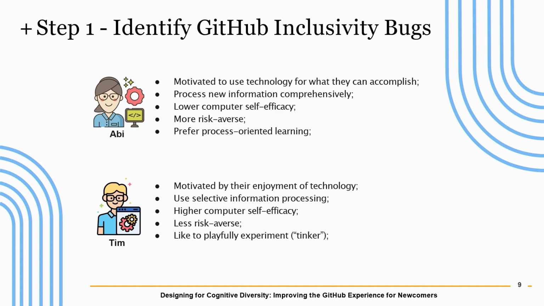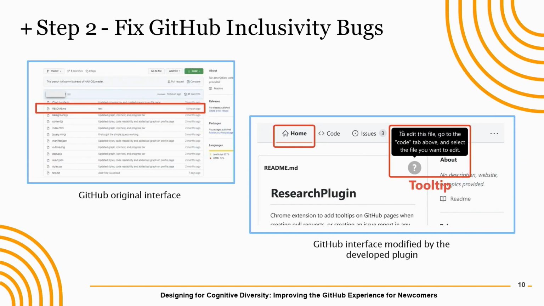And the difference between the two users is that one has lower computer self-efficacy and the other has higher computer self-efficacy. And this can impact how the user uses the software. Also, one is more risk averse and the other is less risk averse about trying new things and new features in the software. And one prefers process-oriented learning, and the other likes to play with the technology and learn for fun, just tinkering.